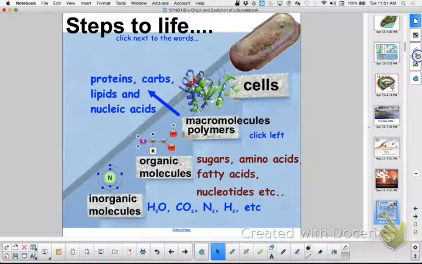Do you think your first cell was prokaryotic or eukaryotic? Prokaryotic. Why? Because it's simpler, right? Okay. Do you think that first cell was an autotroph or a heterotroph? Autotroph. Think about what a plant does. What are the two processes that a plant has to do? Photosynthesis and cellular respiration. A heterotroph only has to do cellular respiration.